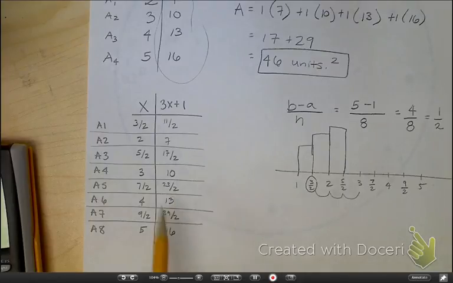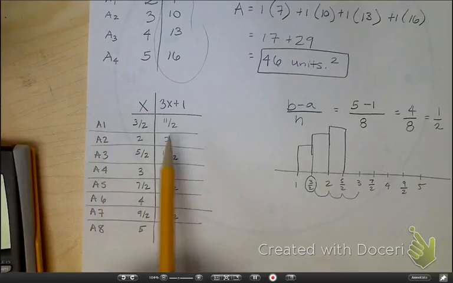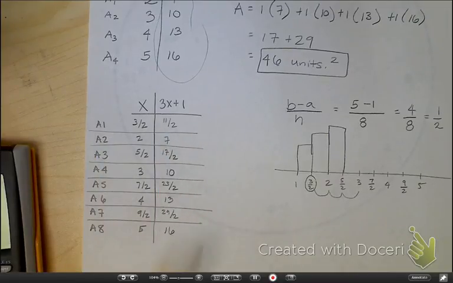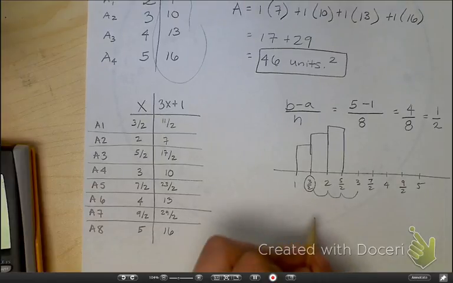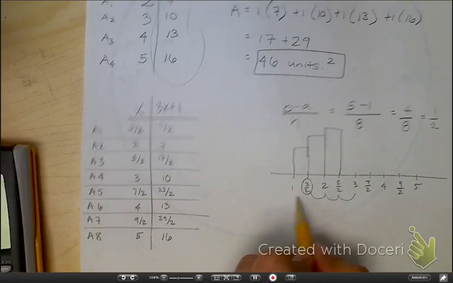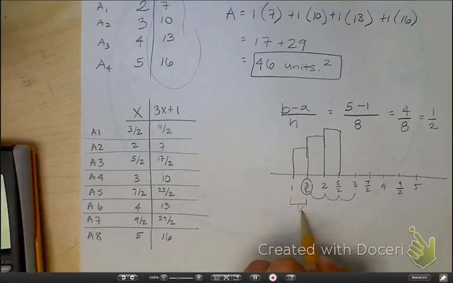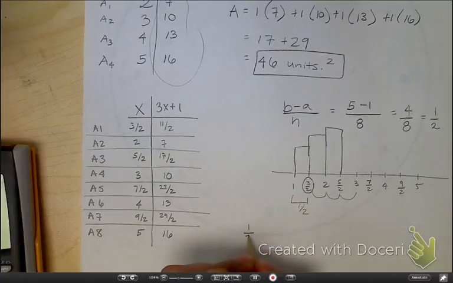Alright, so the heights of each of these rectangles from the right endpoints, and again notice that there's 8 of them, are 11 halves, 7, so on and so forth. And remember that I told you up above that I don't necessarily need to multiply base times height for every single one, because all of the bases are the same length. They're all a length of 1/2. I'm going to multiply by 1/2 at the very end.